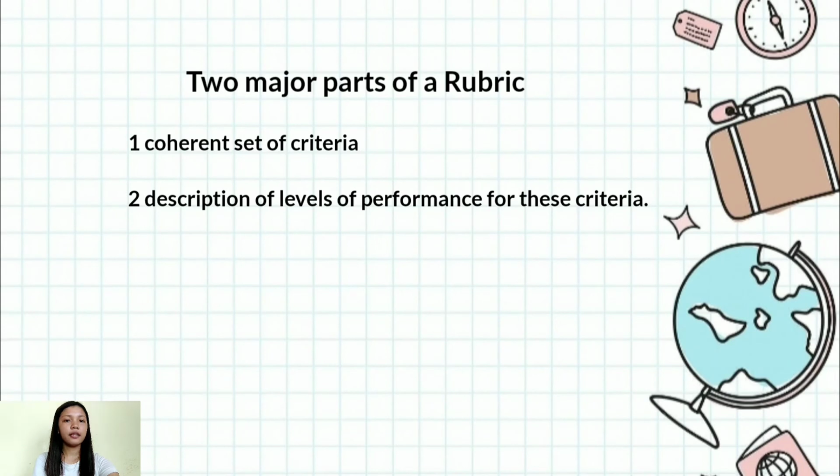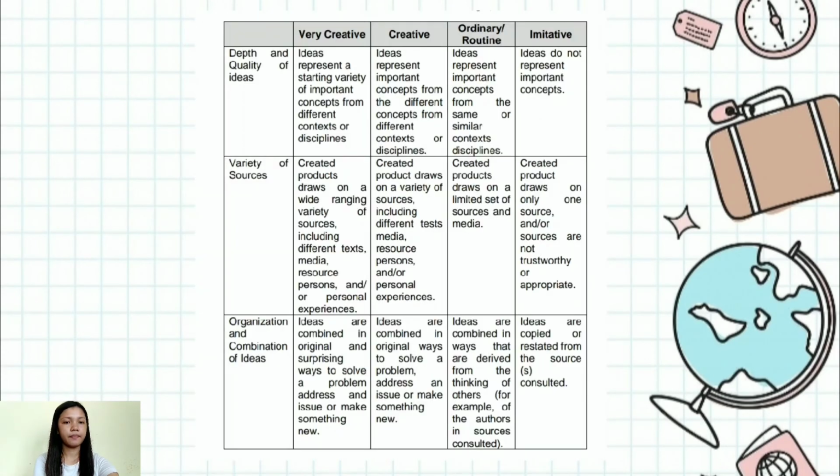So we have two major parts of a rubric. First is the coherent set of criteria and the description of levels of performance for these criteria. So this is the coherent set of criteria: the depth and quality of ideas, variety of sources, and so on. While this part is the description or indicators of these criteria. And in the upper corner, this is what we call the rating scale. For example, this one: very creative, ordinary or routine, and imitative.